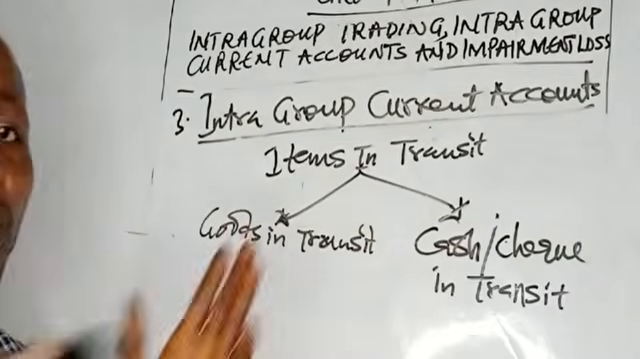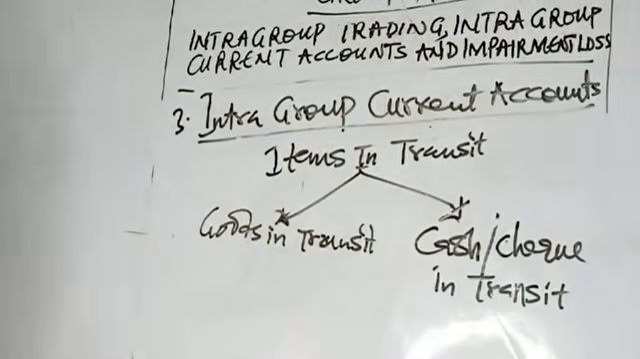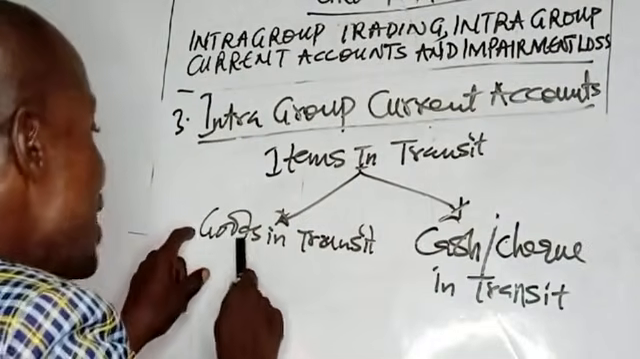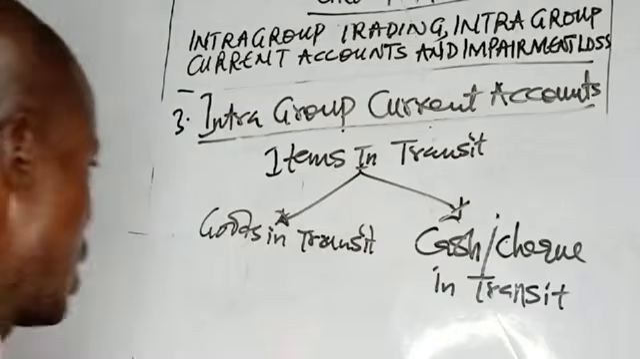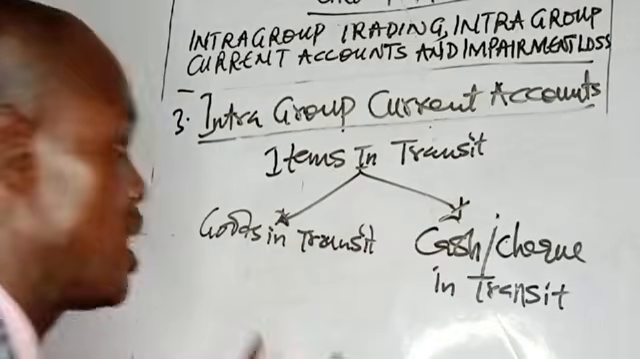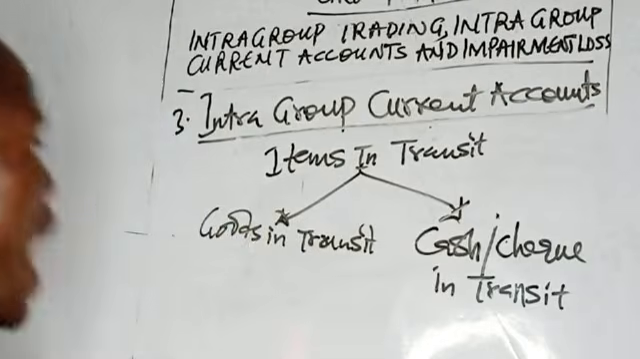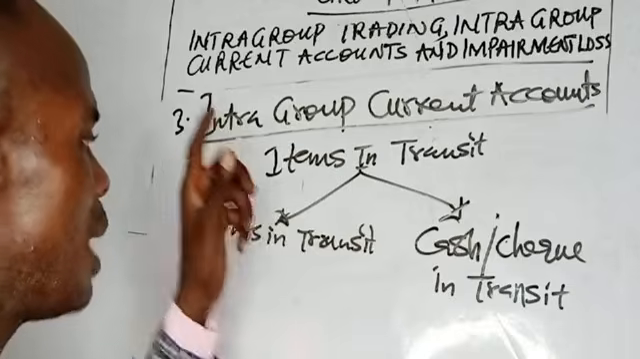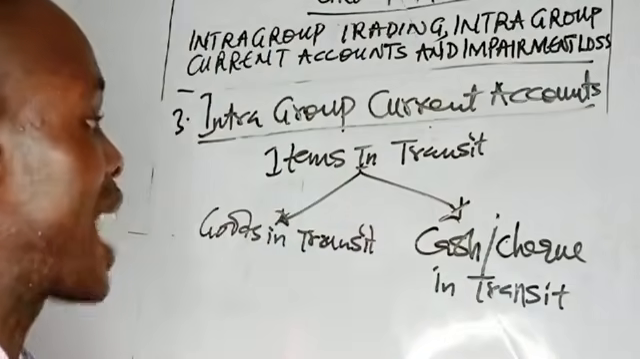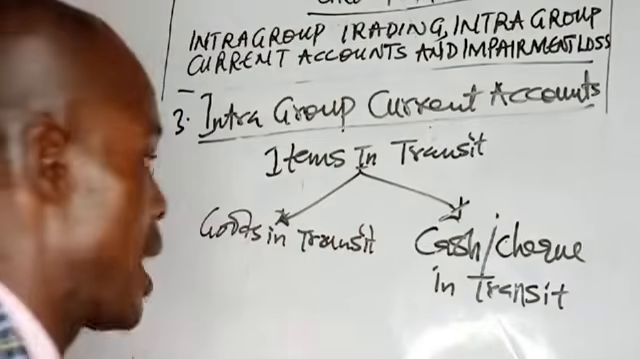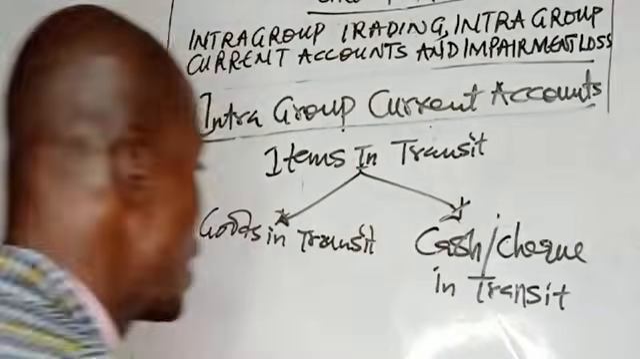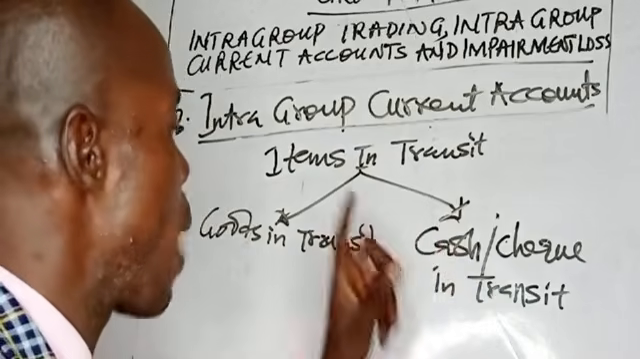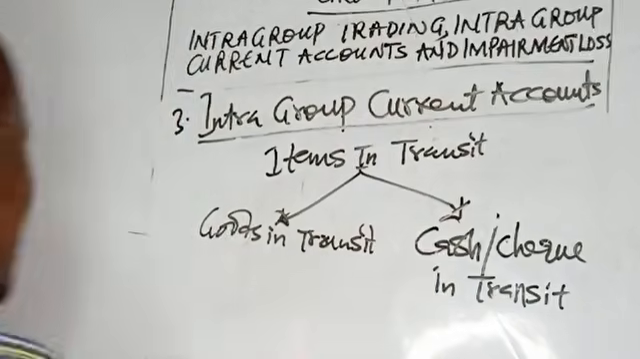Where the reason for the difference in current accounts is as a result of items in transit: if the item in transit is goods in transit, you are going to add the goods in transit to the consolidated inventory, while the current accounts should be eliminated. Where the reason for the difference in current accounts is as a result of cash or cheque in transit, the cash or cheque in transit should be deducted from the consolidated cash or cash equivalent, while the current account should be eliminated.